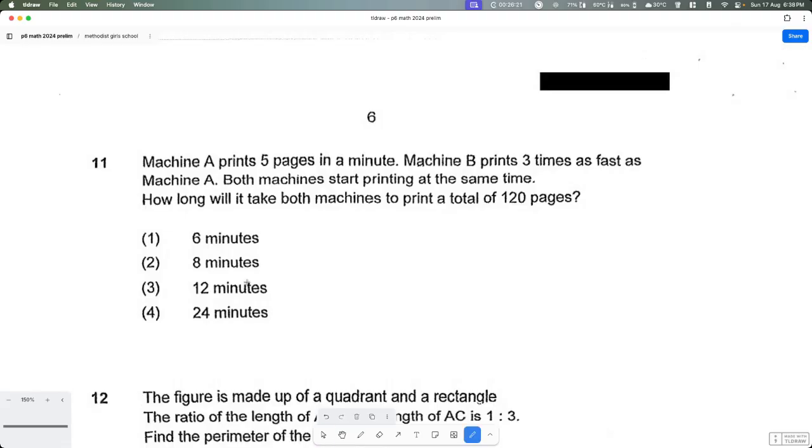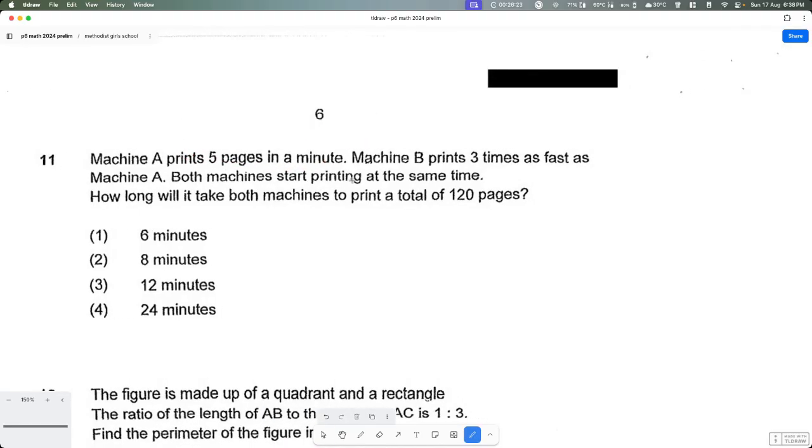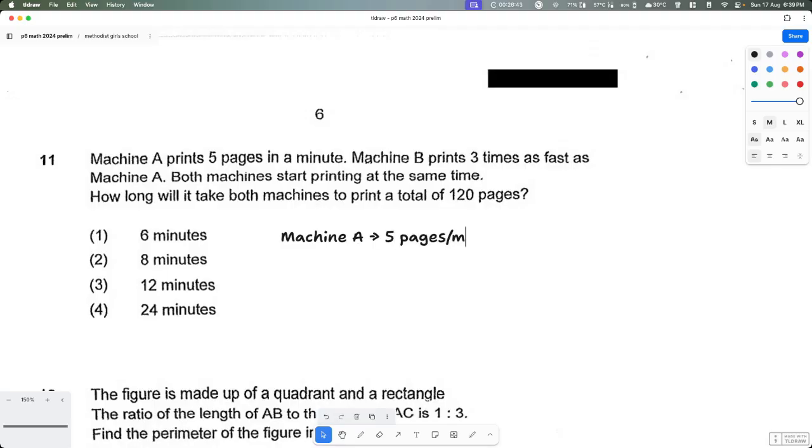Okay, so machine A prints 5 pages in a minute. Machine B prints 3 times as fast as machine A. Both machines start printing at the same time. How long will it take for the machines to print a total of 120 pages? So machine A prints 5 pages per minute. So machine B is 5 times 3, equal to 15 pages per minute.